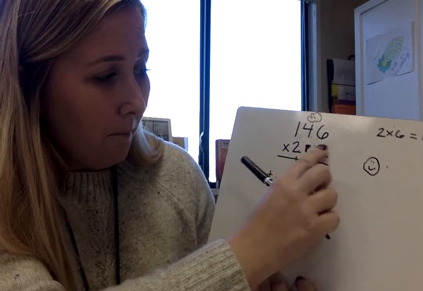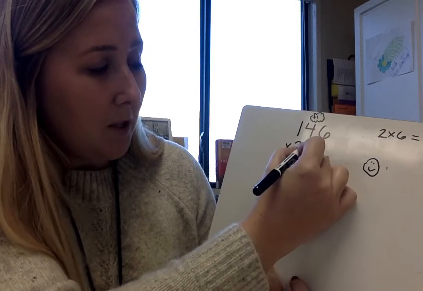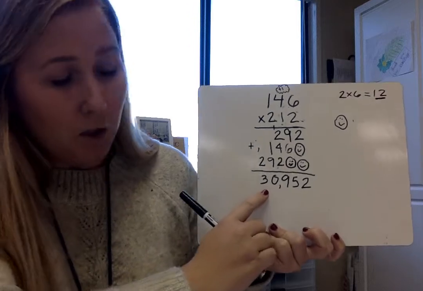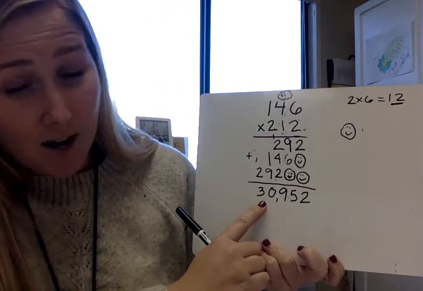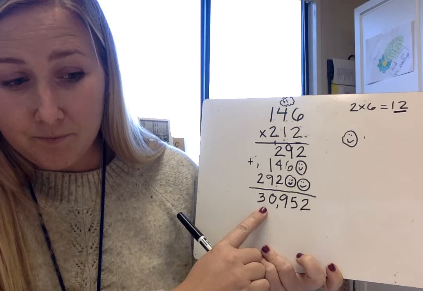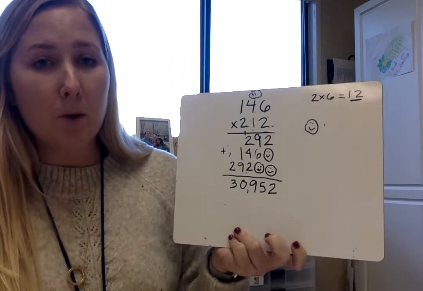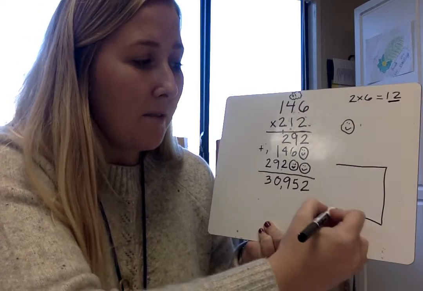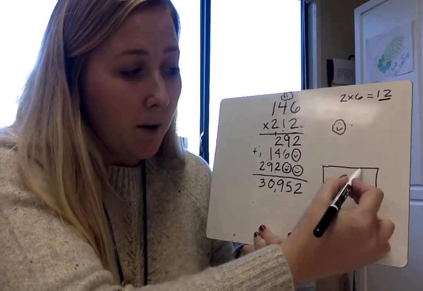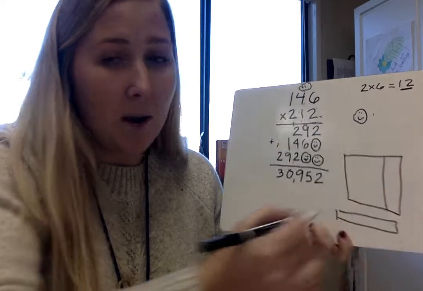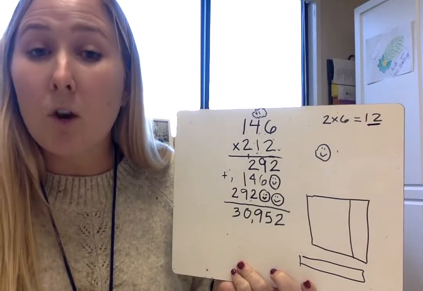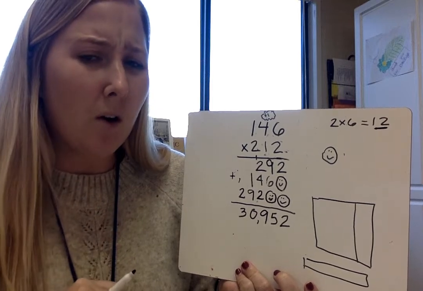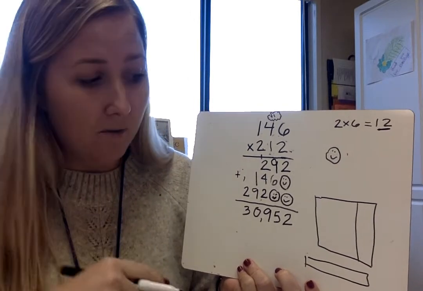146 multiplied by 212 is the same as 30,952. So that's one way that you can do it with 3-digit by 3-digit. And we always encourage students to then set up a visual model. They could do an area model. They could do a tape diagram to double check their thinking. Because great mathematicians always try a different strategy to make sure, did we do that correctly, or what steps do I need to go back and fix?